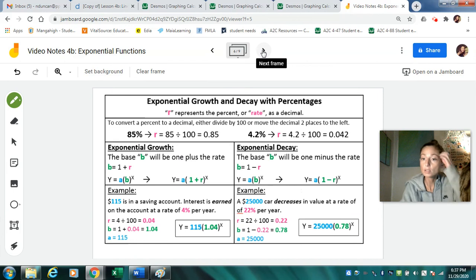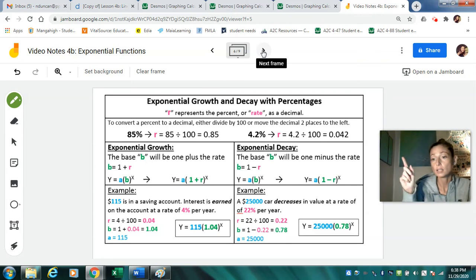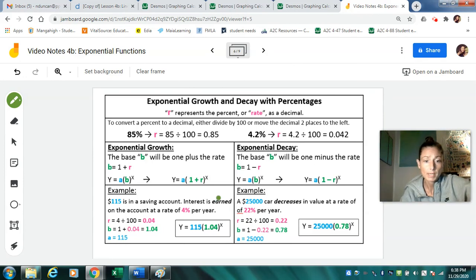Now, what you'll also see are exponential equations that have to do with rates or percents. And all that is, you'd have to take a percentage and turn it into a decimal. And if it's growing by that percent, you do 1 plus. So that's basically saying 100% plus this percent. If it's decreasing, decaying by that amount, you would do 1 minus. So 100% minus that percent. So there's some examples on here.